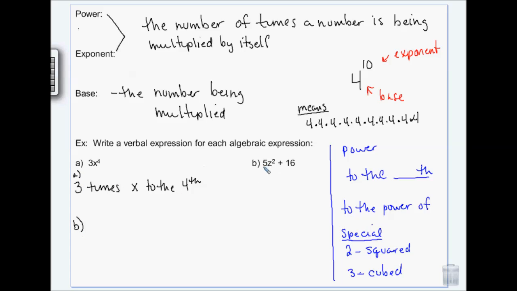For b, I have 5z squared plus 16. So I could say the sum, actually, no, let's not do that. I don't want to confuse you. You say the product of 5 and z squared plus 16. Or you can say raised by 16 or added to 16.